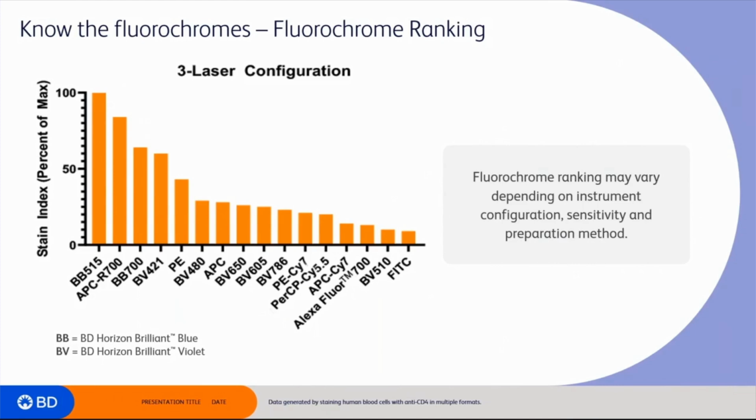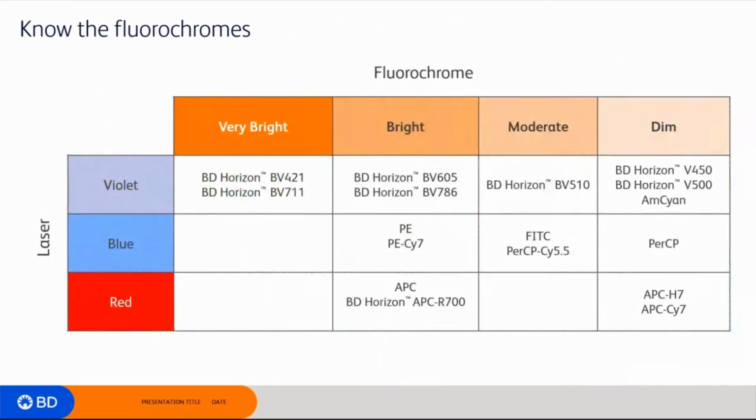Once we have the result, we start ranking and grouping them in brightness categories, so that's very bright, moderate, and dim. But realistically, do you have time and resources to do this for all instruments in your lab? Of course not. So BD has done this for you. We have taken commonly used dyes and ranked them by their relative brightness.